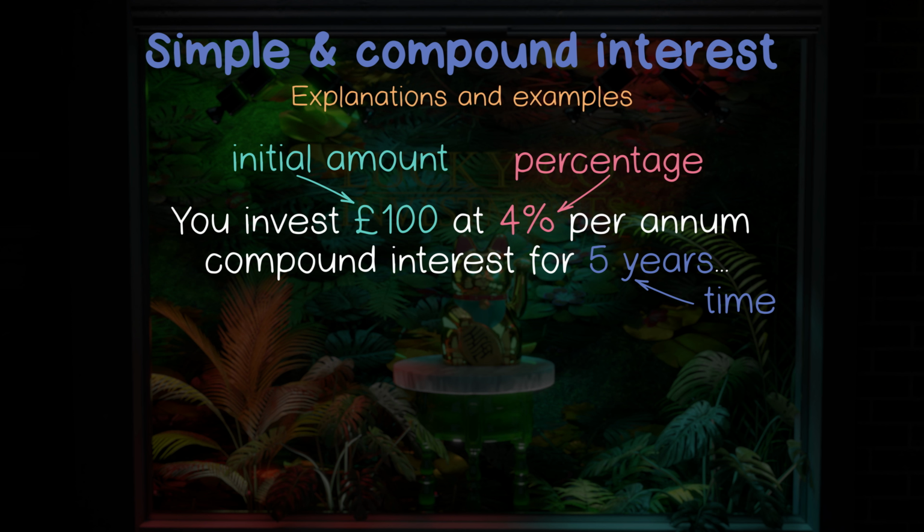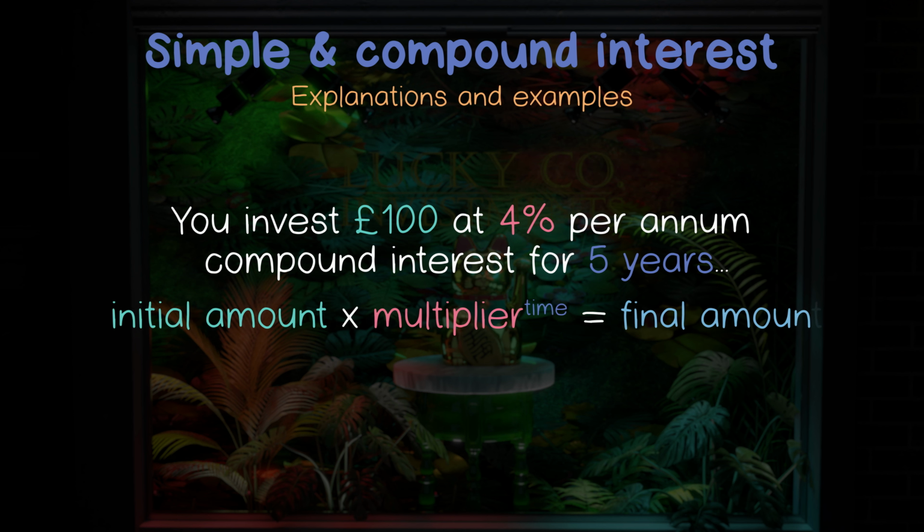So it compounds. So to calculate our final value as a result of compounding interest, we do this. So initial investment, £100, multiplied by our multiplier, an increase of 4%, so 1 plus 0.04, to the power of 5, our time period, giving us £121.67.